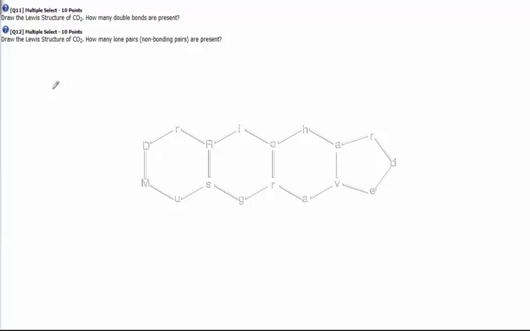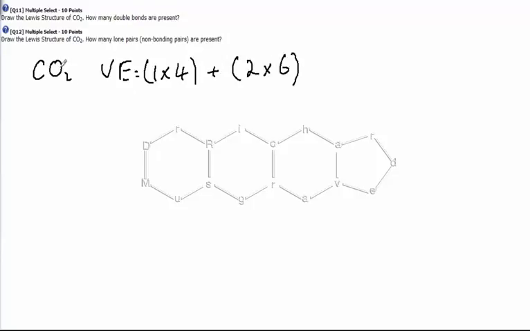Alright, so let's take a look at, first of all, the valence electrons. For CO2, the number of valence electrons we have would be 1 times 4, because there's one carbon and it has 4 valence electrons, and 2 times 6, because oxygen has 6 valence electrons. So that's a total of 16 valence electrons we have to deal with.